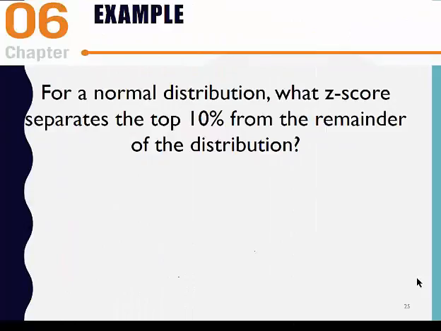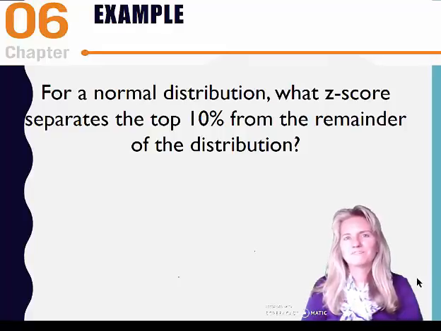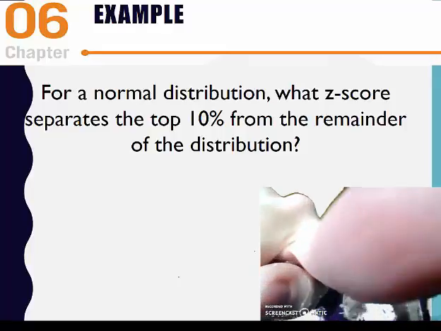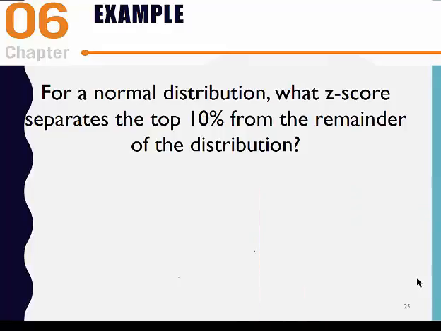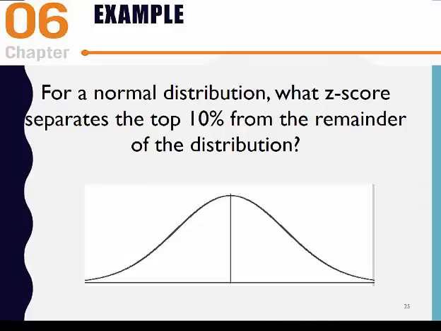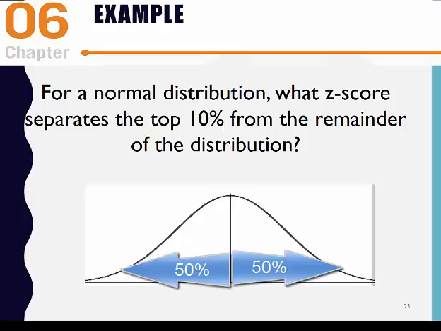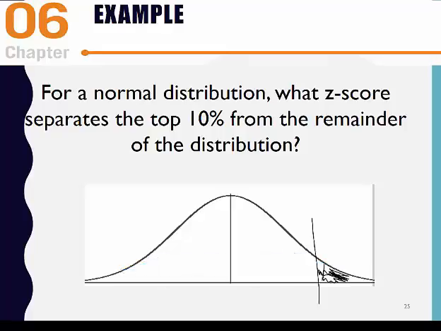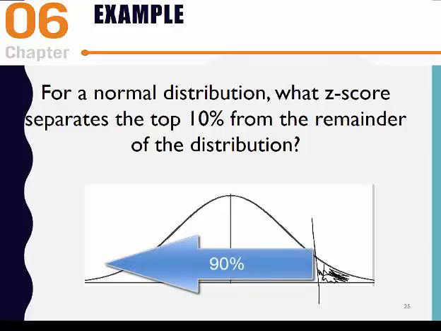For a normal distribution, what z-score separates the top 10% from the remainder of the distribution? Practice this problem. Try to solve it by yourself. So please press pause. So again, begin by making a rough draft. We know this is our normal distribution. We know each side has 50%. Altogether, we have 100. So if we're talking about the top 10%, then this is going to be the top right here. So that means 90% are right here, and 10% are the top ones.